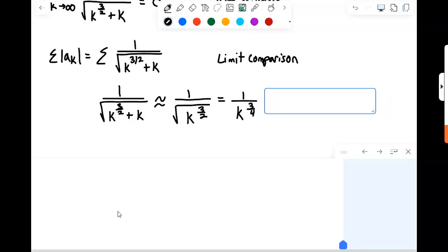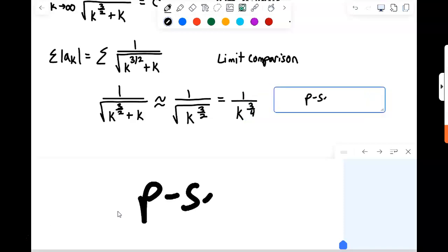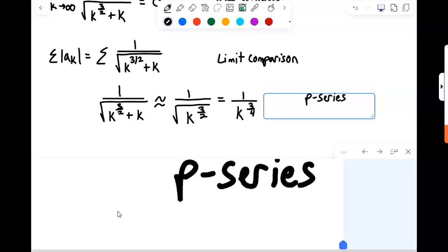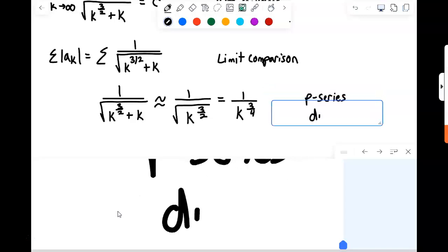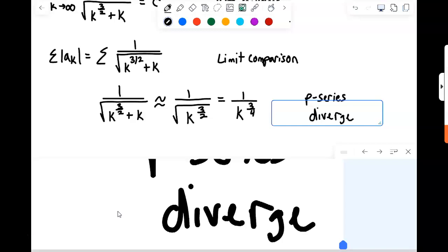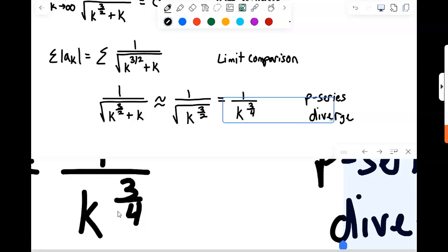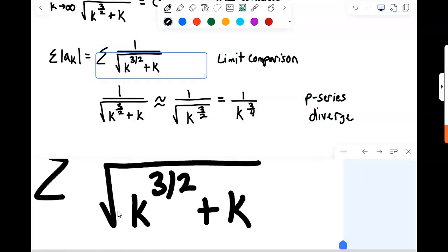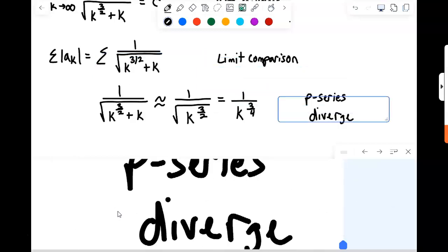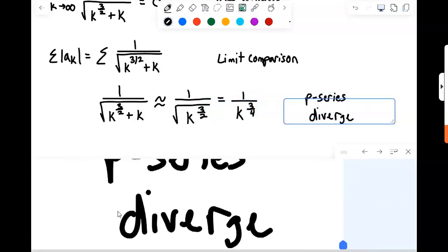That is a p-series, and the exponent is less than 1. So because we have an exponent less than 1 in a p-series, we know that the series 1 over k^(3/4) is going to diverge. So we suspect that our series will also diverge. But just because it compares to one that diverges, we can't conclude it; we have to actually establish it.